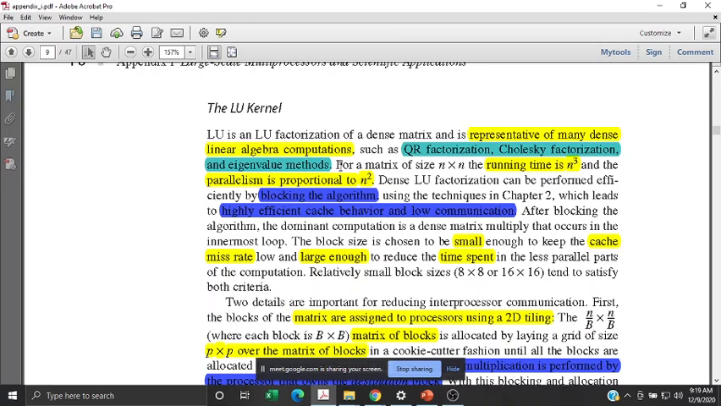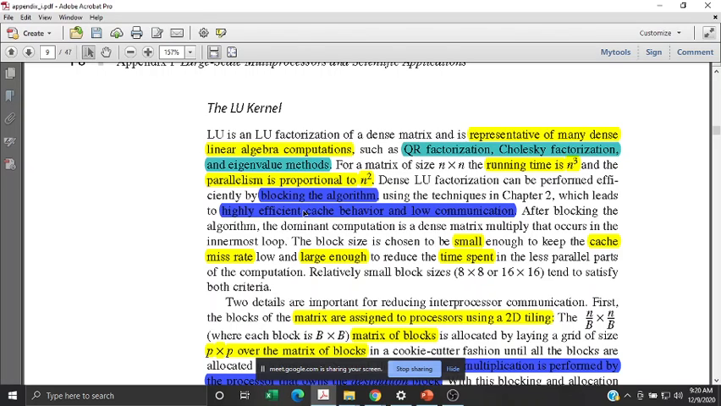Again, with respect to big O notation of the computation overhead, or how the computation scales up or down, for a matrix, normally we are considering a square matrix, n cross n. The running time in big O notation is n cube. So there are n cube computations required, or the computation scales as n cube with respect to the problem statement, and the parallelism is proportional to n square. The dense LU factorizations can be performed efficiently by blocking algorithms. So n square, he is formulating the grid for computations, and hence he is treating it as n square.